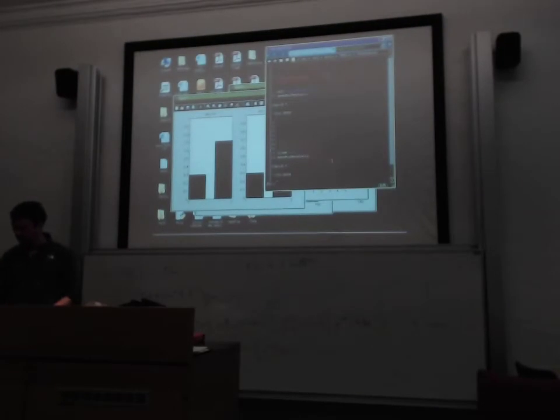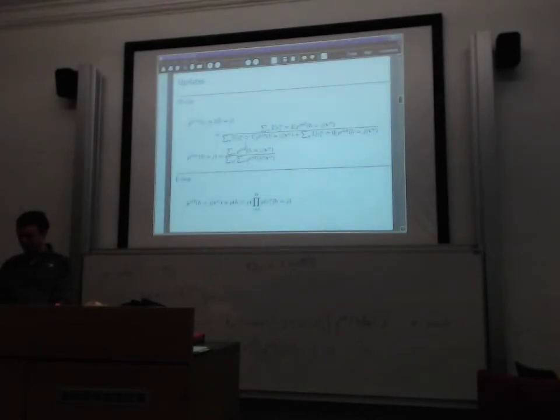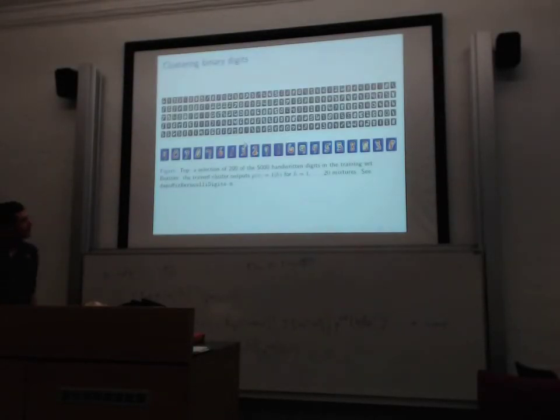So a slightly more visually interesting demonstration. People use this kind of stuff, by the way, really in practice, to cluster customers. So it's kind of interesting. It's not totally useless. You could do it perhaps to cluster digit data.